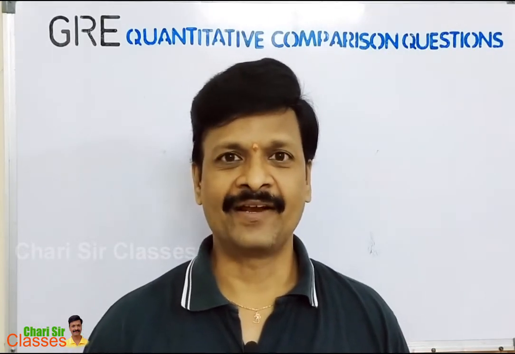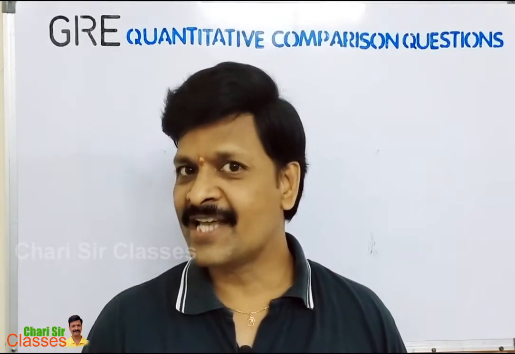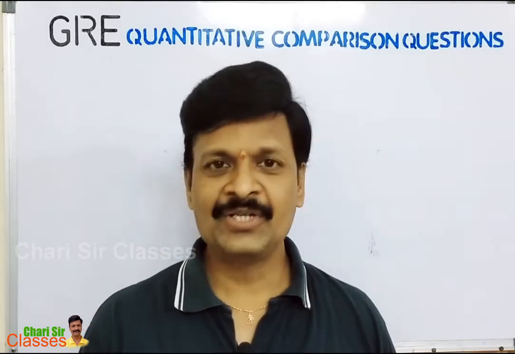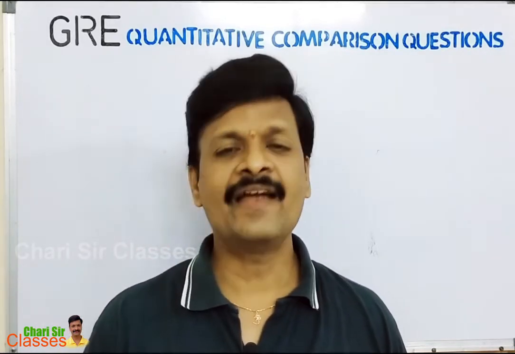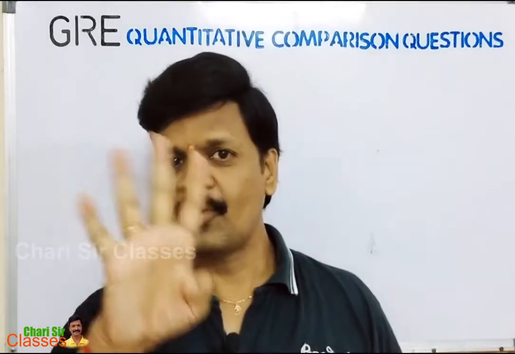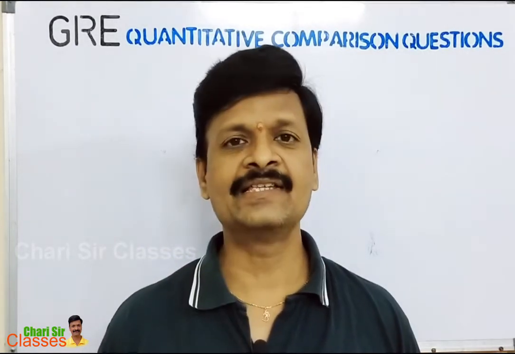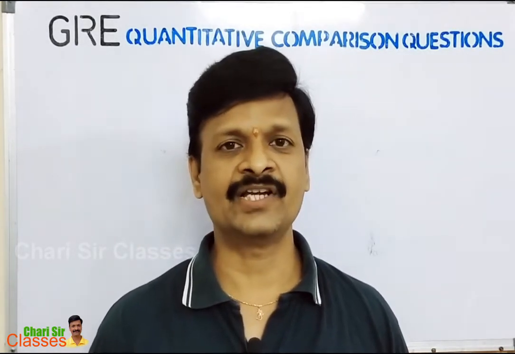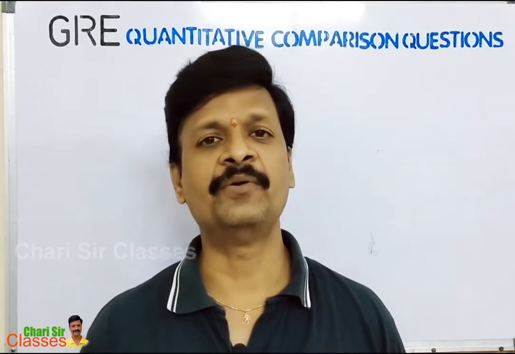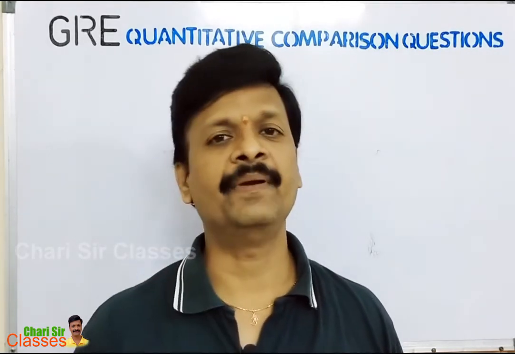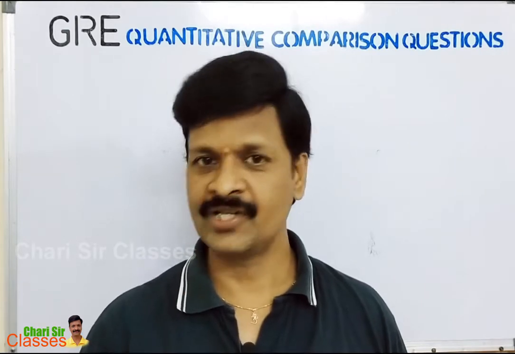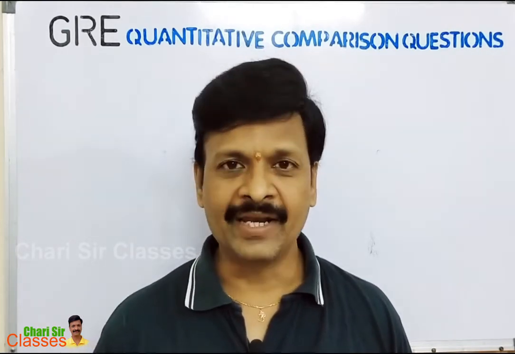Today's video is for GRE test takers. In GRE there are two sections, quants and verbal. I am going to take the quants section. In that quants section we have four types of questions. Number one is exactly one right answer type questions. Second is quantitative comparison questions. Third is at least one right answer questions. The fourth type is numeric entry questions.